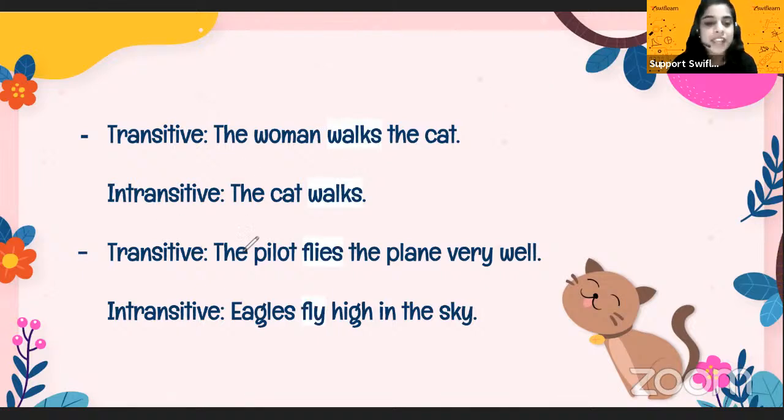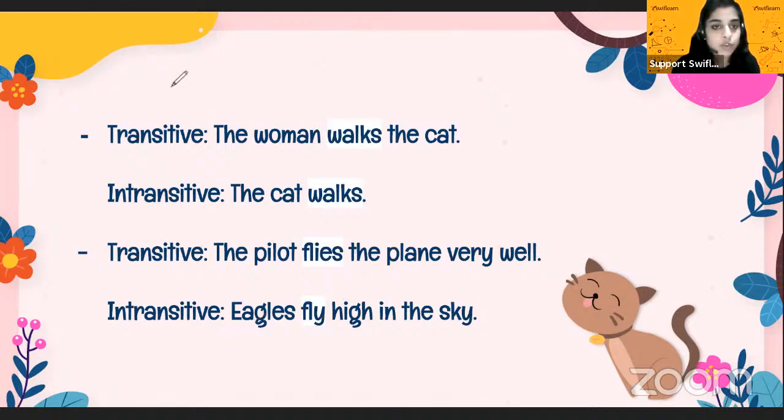Nice. Great. So here, pilot is the doer of the action, subject. Flies is the verb, action word. Plane is the object. What is the pilot flying? The pilot is flying a plane. So you're getting the answer to what? That is why flies is the transitive verb here. Now the second one. Eagles fly high in the sky. Intransitive. Eagles subject, fly verb.